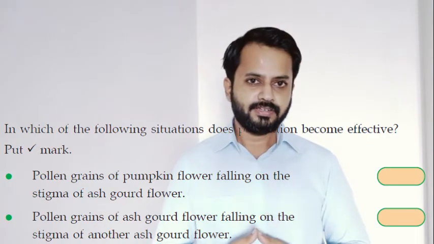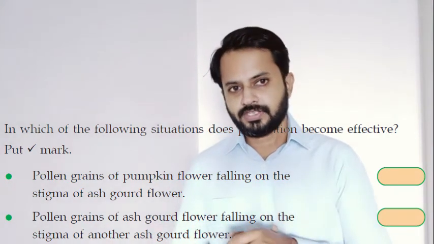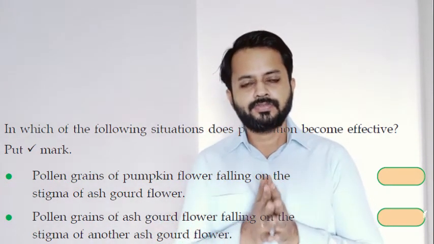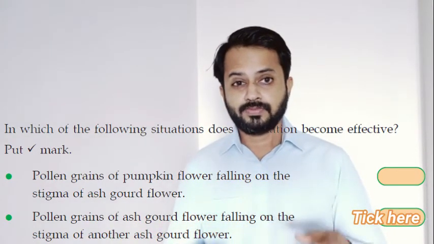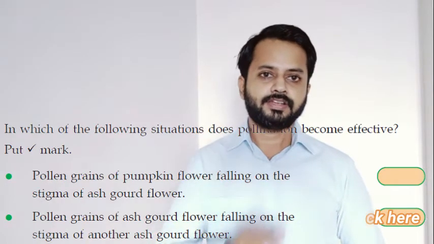The second one, right? So pollination becomes effective when pollen grains fall on flowers of the same kind. It's not possible for pollination to take place between pumpkin and ash gourd, or pumpkin and bitter gourd. The flowers should be of the same kind.